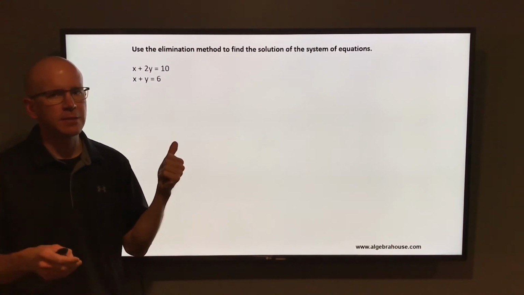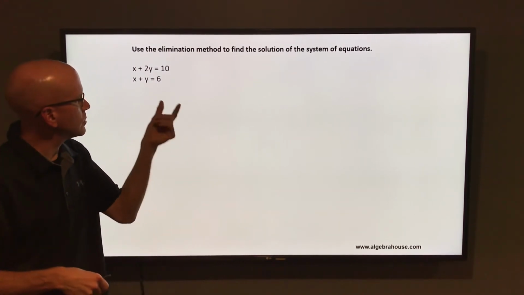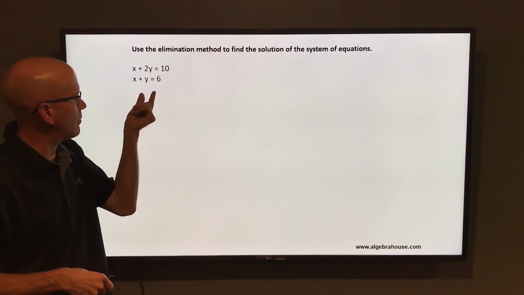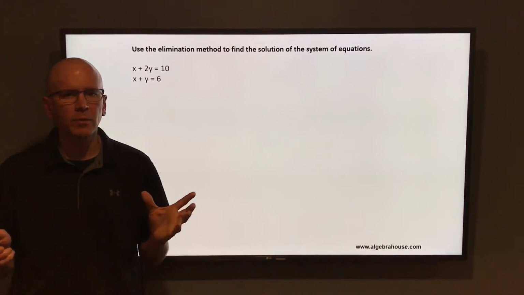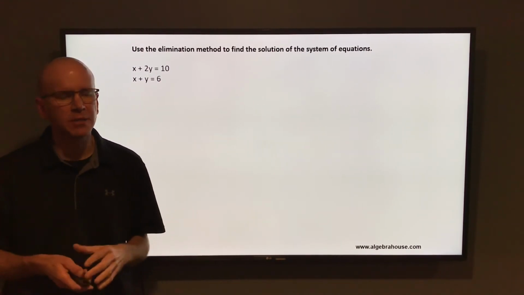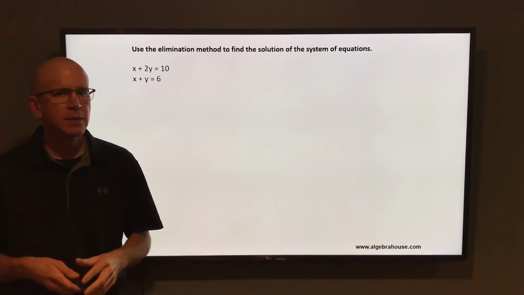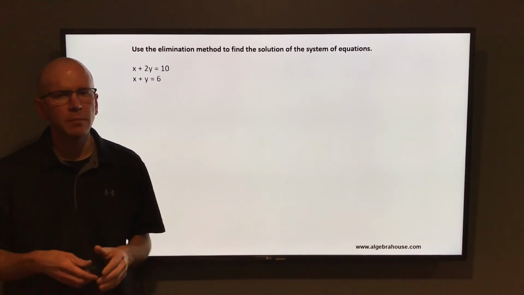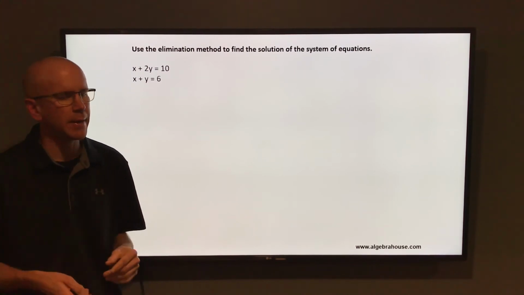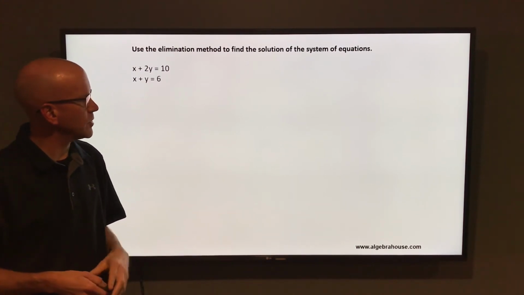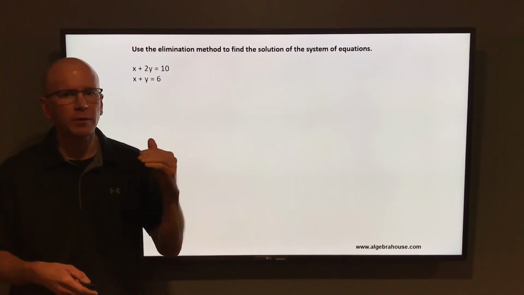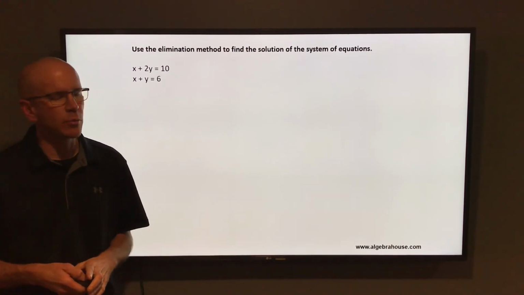Could you subtract these two equations? Of course you could. You could subtract the two equations. You'd have y equals 4. It's perfectly fine, but some people seem to make mistakes, especially when there's negative signs involved. They seem to make mistakes on the subtraction, so you may want to stick with addition. And in order to do that, we're going to multiply one of these equations by negative 1, so that we have one of those x's being negative and the other one being positive.